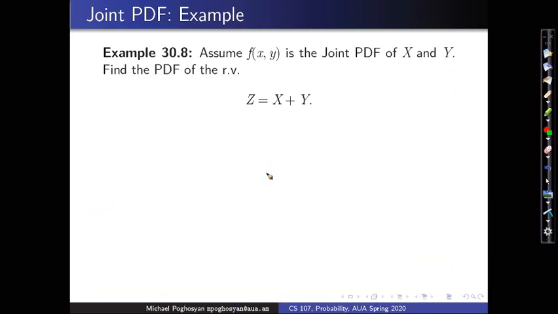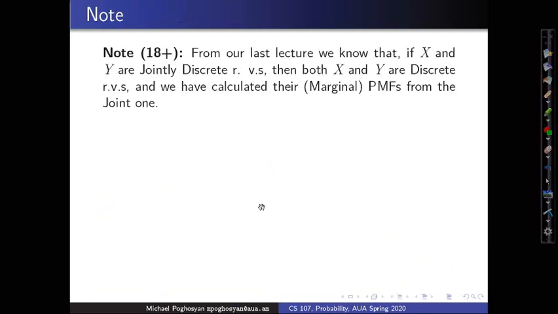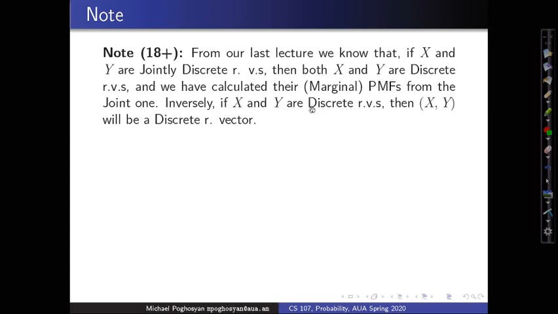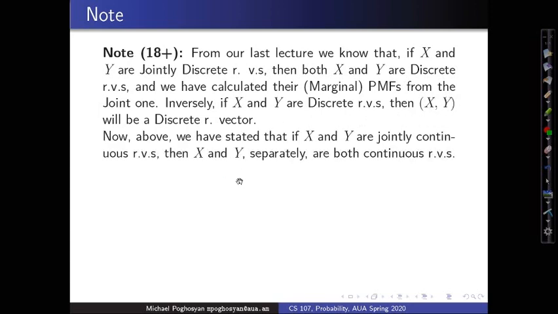Okay. Now one note. From our last lecture, we know that if x and y are jointly discrete, then both x and y are discrete random variables, and we have calculated marginal PMFs from that joint one. And inversely, if x and y are separately discrete random variables, then the random vector xy will be a discrete random vector. But this is not the case in general for continuous random vectors.